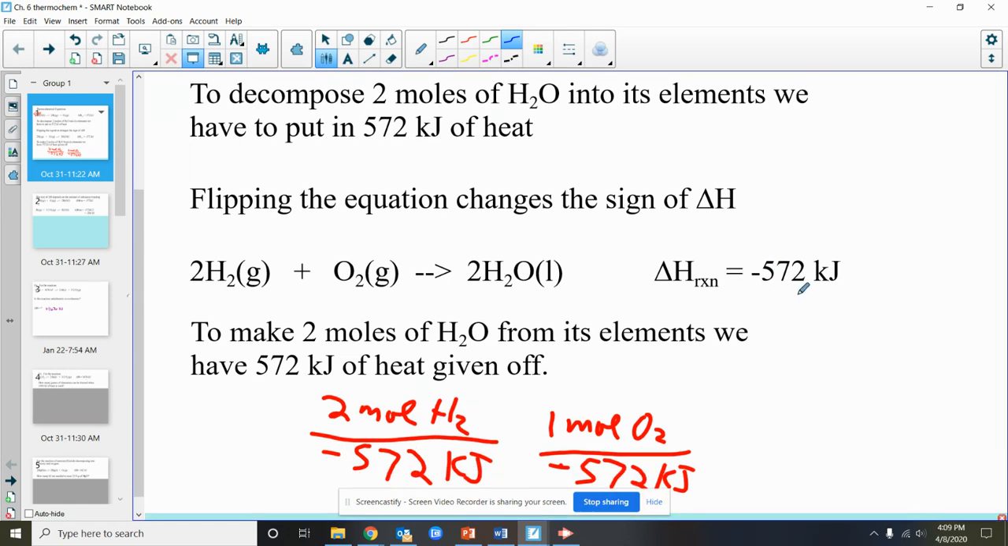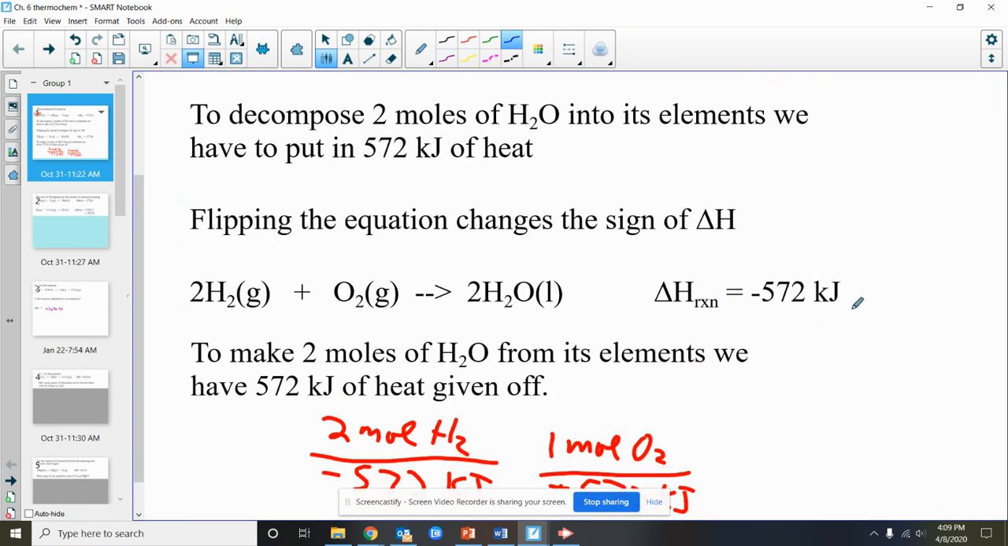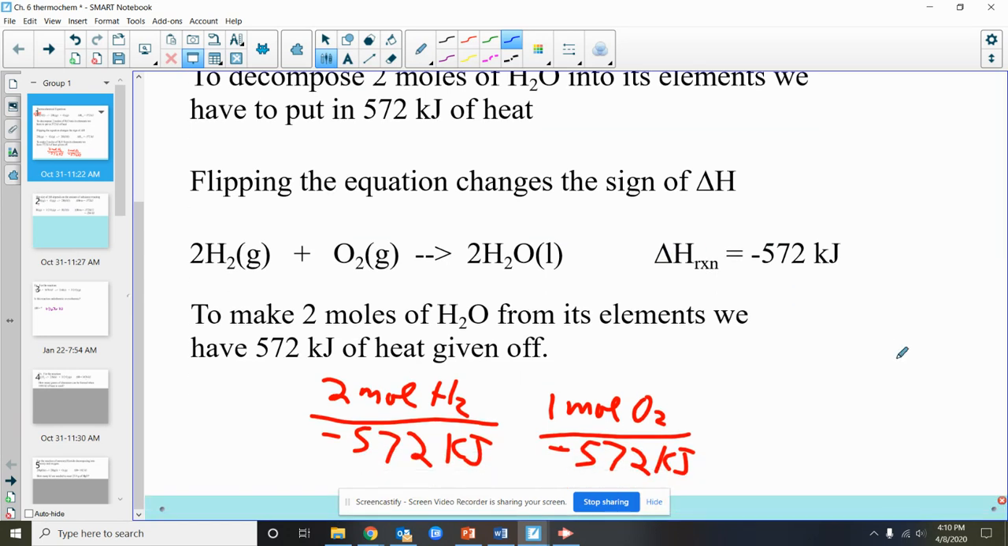So your positives will always be on the reactant side. Your negatives will always be on the product side. Again, I can either write it off to the side just like this, and the fact that it's negative tells me that it is being given off, or I could write 2H2O plus 572 kilojoules. It's not going to be negative in the equation, but you'll know that it is a negative number because it is on the product side and it's being given off.